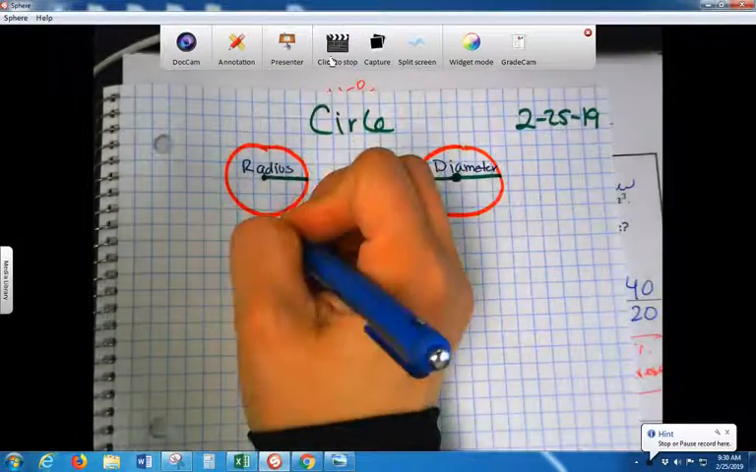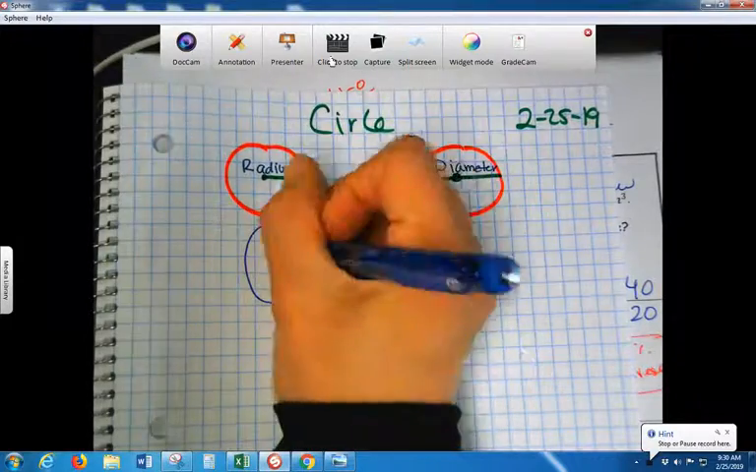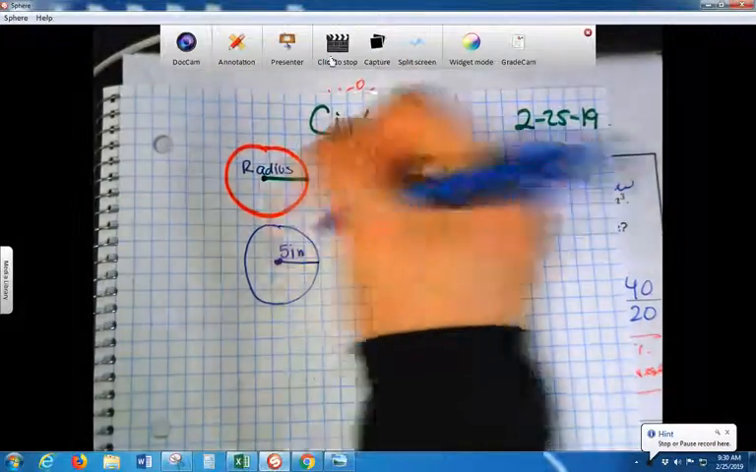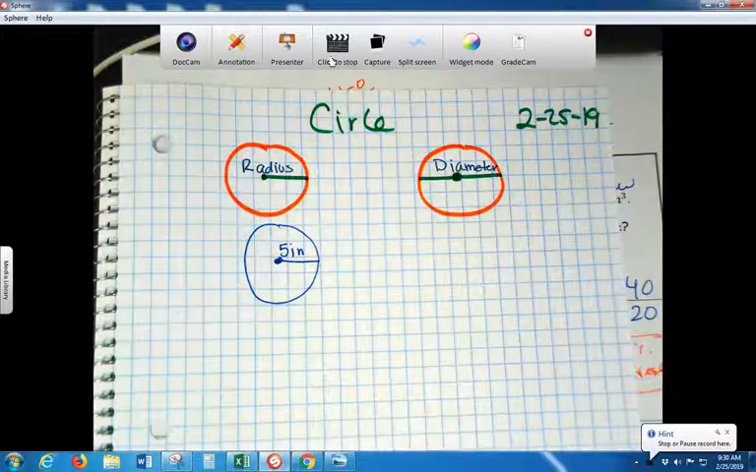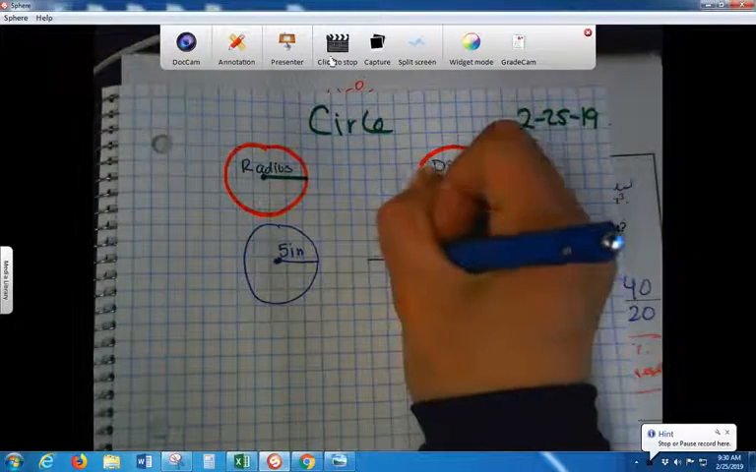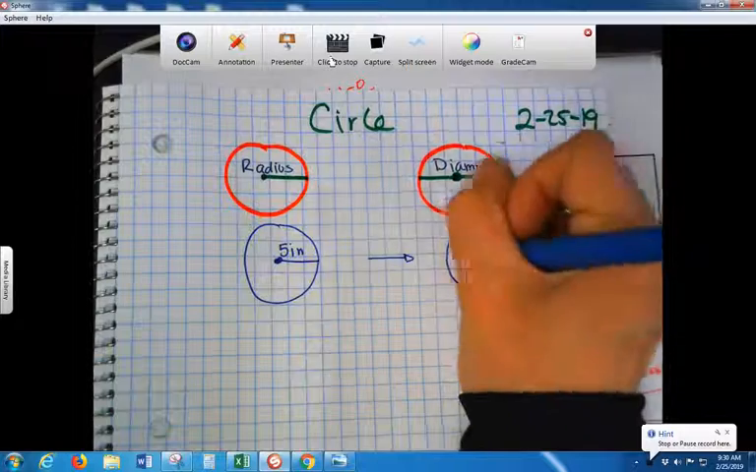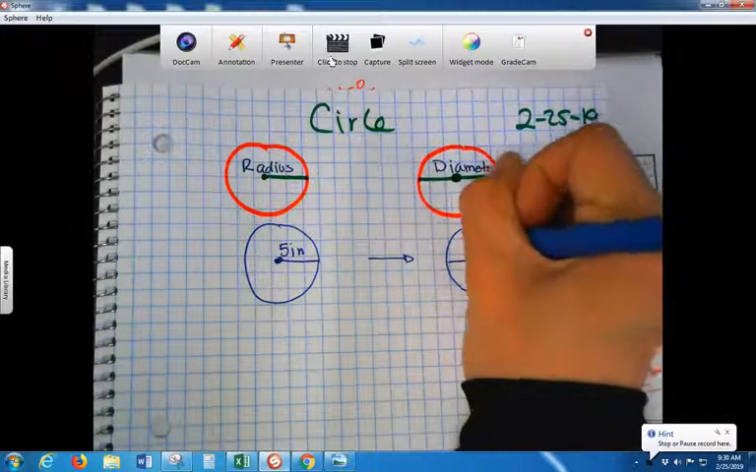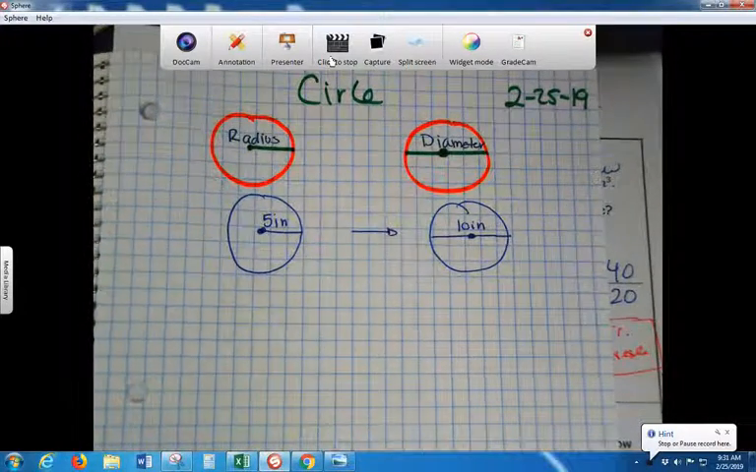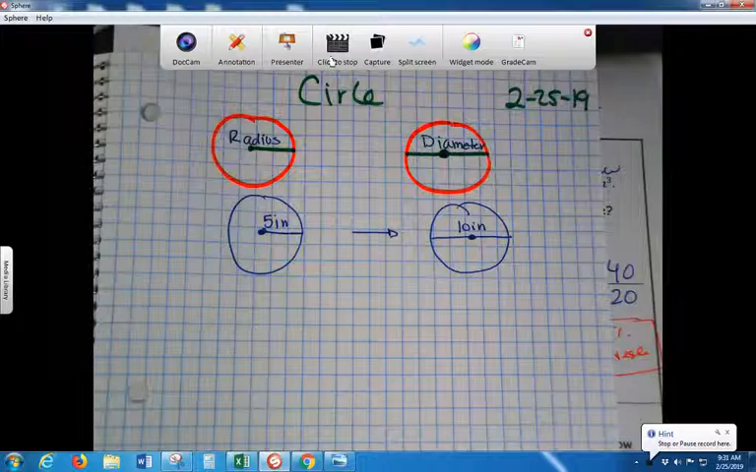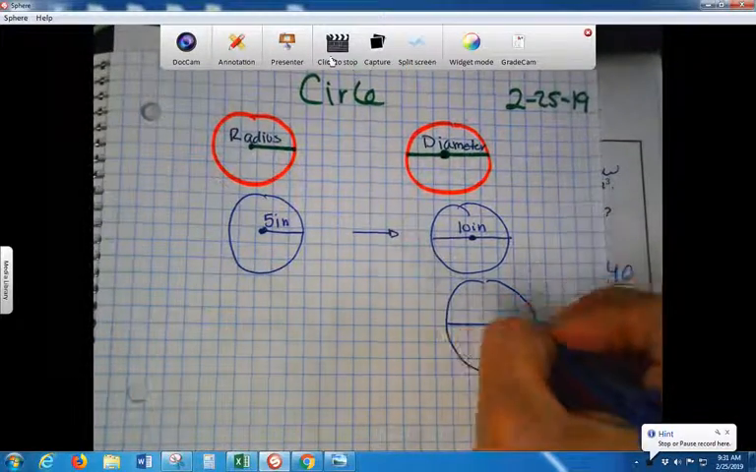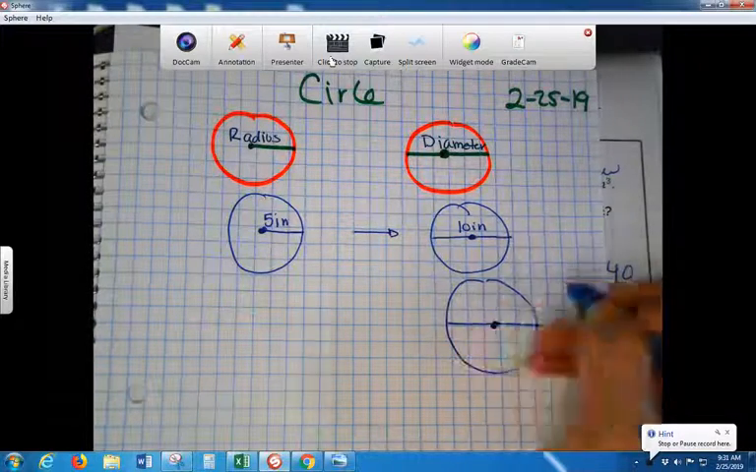So if I have a radius and it equals 5 inches, what do you think the diameter is equal to? 10 inches, very good. So then therefore the diameter is 10 inches. Do you guys see that relationship? So it's double, right? But what if I give you a diameter, stay with me, copy all of this down, of 16 inches?